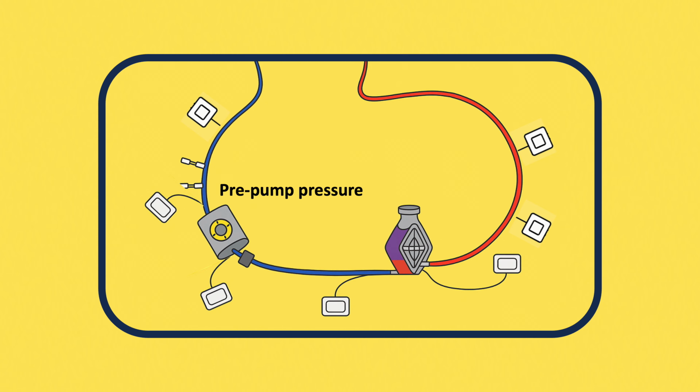This is commonly followed by a pre-pump pressure sensor. It's typically a negative value and it indicates the suction required to draw blood from the body. However, a high negative pressure may indicate multiple factors including drainage obstruction, venous collapse or cannula malposition.